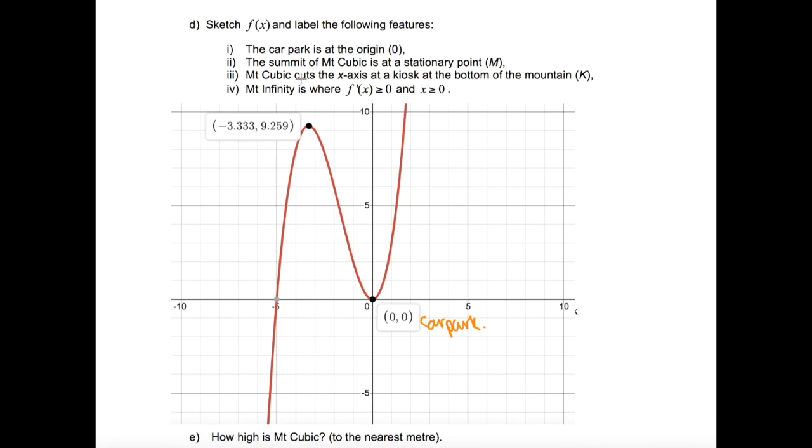The summit of Mount Cubic is at a stationary point M. So that must be part 2. Mount Cubic cuts the x-axis at the kiosk at the bottom of the mountain. We determined earlier on that this was at the point (-5, 0). So that must be where the kiosk is.